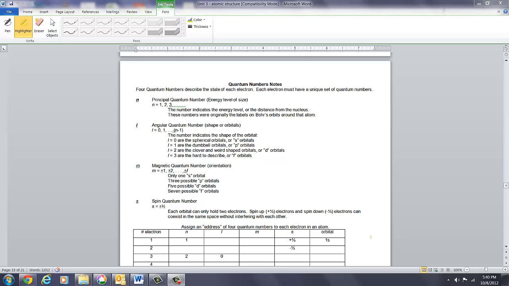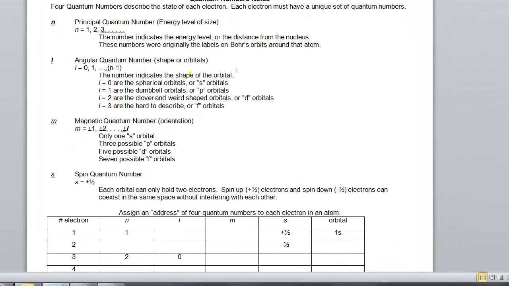The first number we have is called the principal quantum number, and it's just n. And n you've already seen. This is nothing new. This is that first number you put when you are writing your configuration: 1s2, 2s2. The coefficient, the big number, is the energy level. That could go from 1 up to infinity, but the most common ones we're going to see are 1 through 7.